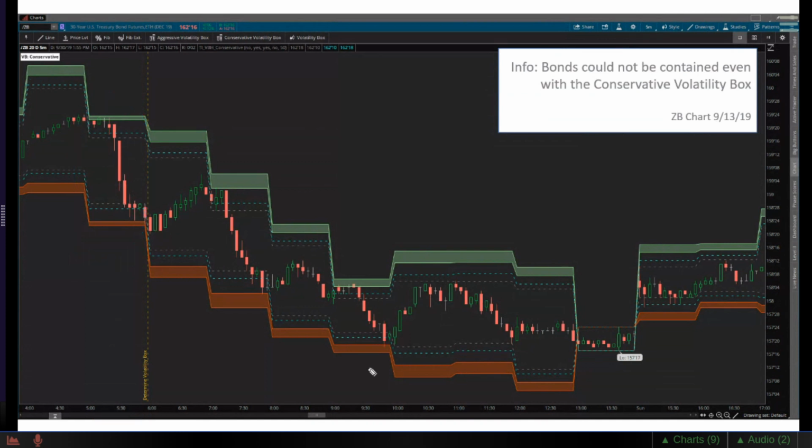But now, in this case, what you maybe see, maybe don't see, but we'll point out, is we broke past even the conservative volatility box in that first hour of trading, right? And this is before our rules tell us to take any sort of trade. So this is free information for us at this point.